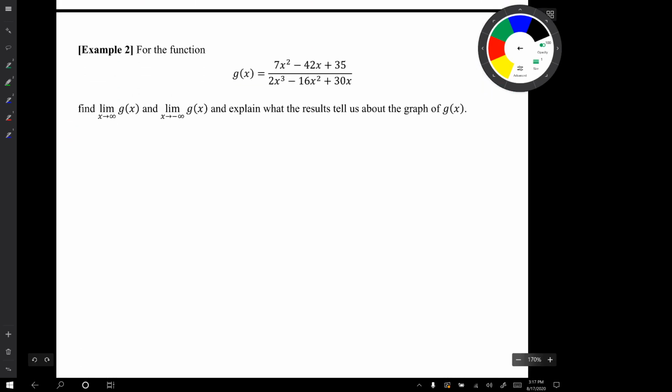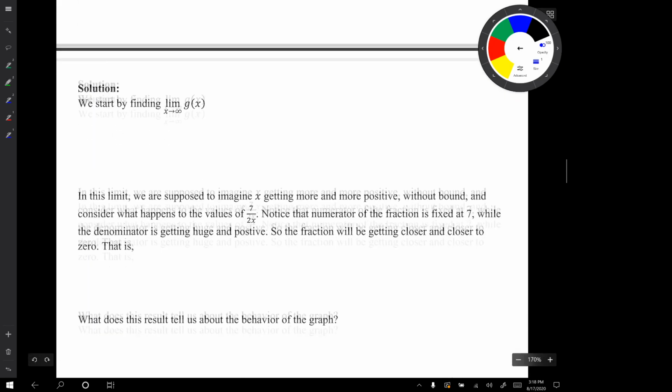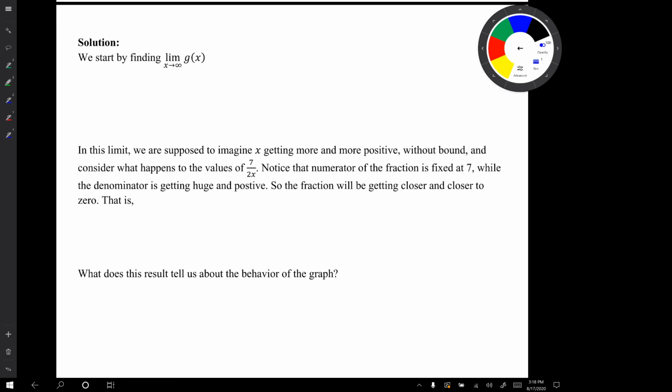For example 2, we will find the limit, start over. For example 2, our question is, given this function, find these two limits and explain what those results tell us about the graph of f. Well, we start by finding the limit as x goes to infinity of g of x.